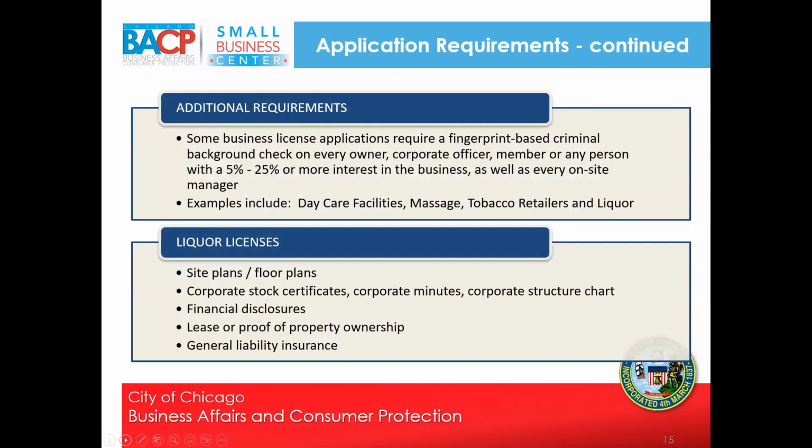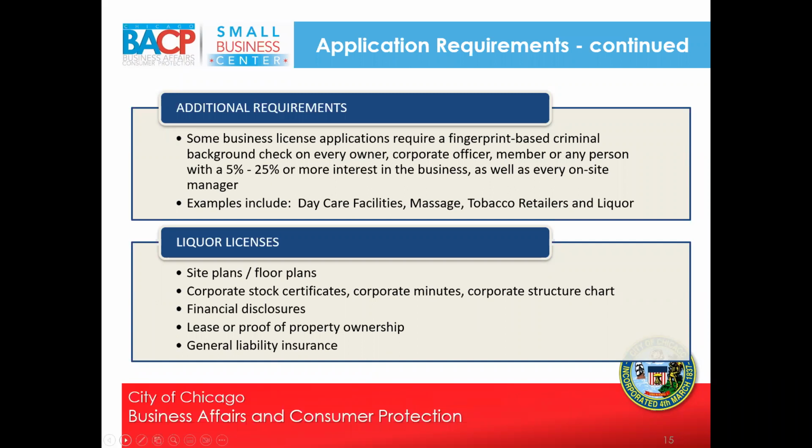So, some additional application requirements. Some business applications require fingerprint-based criminal background checks of every owner, corporate officer, member, or any person with a 5 to 25% or more interest in the business, as well as every on-site manager. Examples of applications that require fingerprint background checks are daycare facilities, massage establishments, tobacco retailers, as well as liquor licenses.